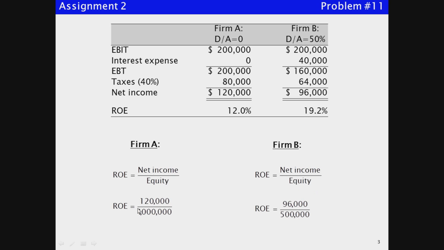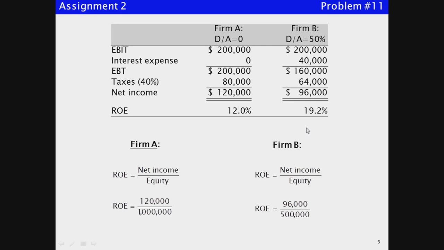It's net income over equity. Take the $120,000 for Firm A, but divide by 1 million because the assets are financed entirely with equity, therefore there's $1 million of equity. So ROE is 12% for Firm A. While Firm B has only $96,000 of net income, it only has $500,000 of equity. Therefore, its ROE, when we do that division, is 19.2%. So note that the firm that has debt financing, with both having BEP ratios of 20%, its ROE will be higher.